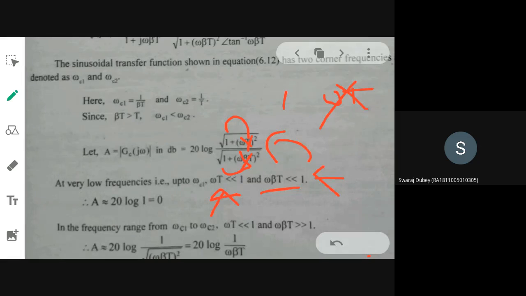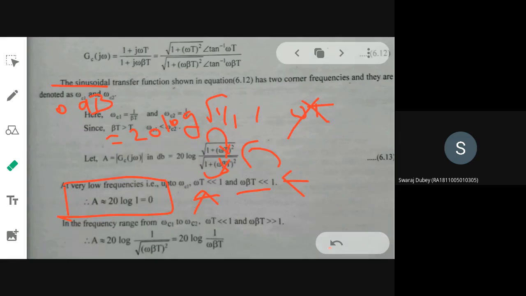So finally, if you are writing the gain, 20 log will be equivalent to 1 by 1. So what is the answer for 20 log 1? 20 log 1 is 0. Okay, so in the first case you are having 0. The curve starts from 0 dB. This is the first case.